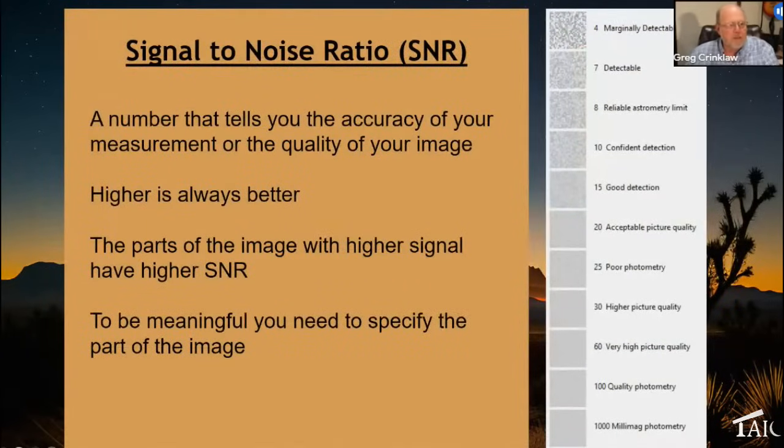If you can produce a signal-to-noise ratio, we should talk about that real quickly. That's a number that tells you the accuracy of your measurement or the quality of your image. A higher number is always better. Something you don't normally hear: the parts of the image with higher signal have a higher signal-to-noise ratio. In fact, to be meaningful, you can't talk about the signal-to-noise ratio of your image as a whole. You have to talk about the signal-to-noise ratio of each part of the image.